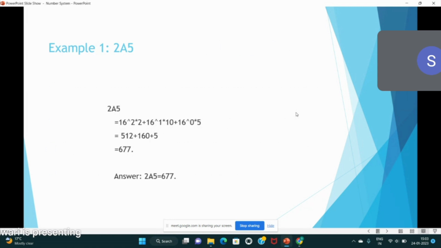That's why we are multiplying by 16. After all this setup, we get the equation 16 to the power 2 into 2 plus 16 to the power 1 into 10 plus 16 to the power 0 into 5. Here the power of 16 is the numbering of that particular digit. When we calculate this equation, we get 677. The decimal number of the hexadecimal number 2A5 is 677.